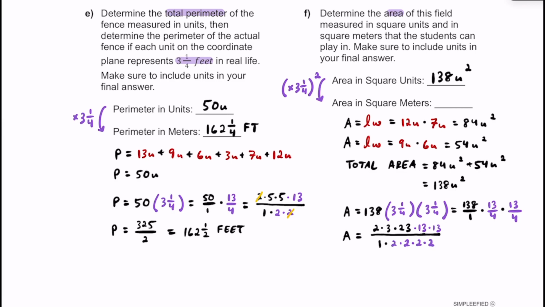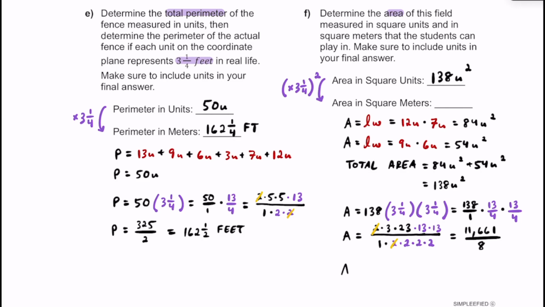All right, so what can cancel out? It looks like just this 2 and 2 can cancel out. Nothing else really can. So if we go ahead and multiply on top, 3 times 23 times 13 times 13. Feel free to pause and do the multiplication out to make sure you feel comfortable doing that. We should get 11,661 as our numerator, and in the denominator, we should get 8.